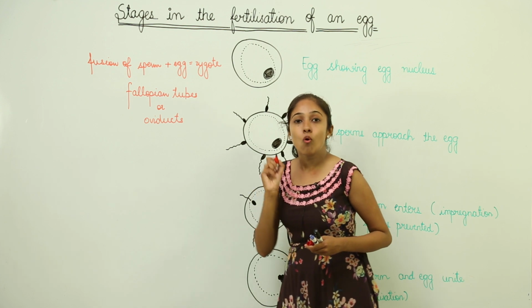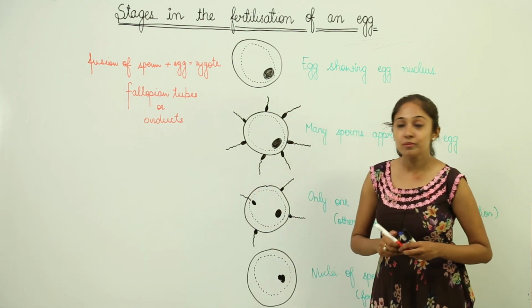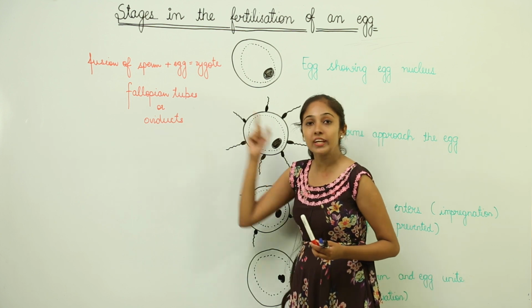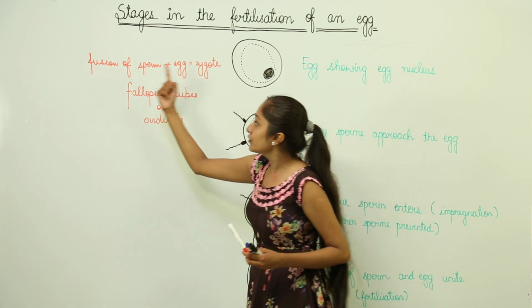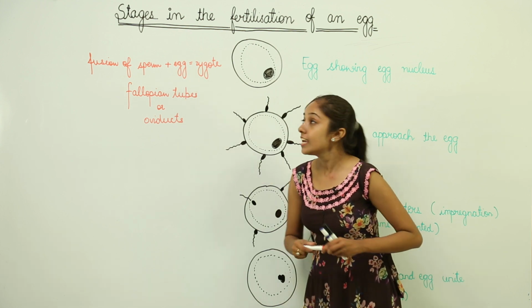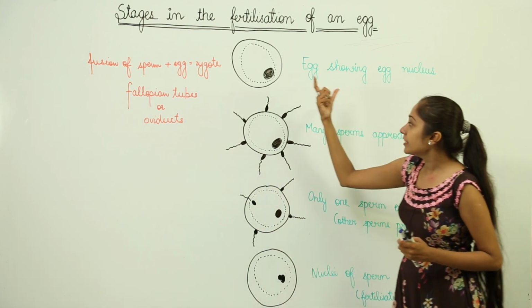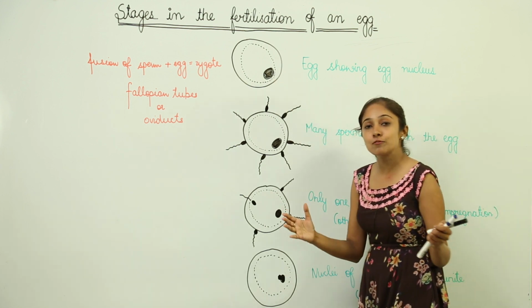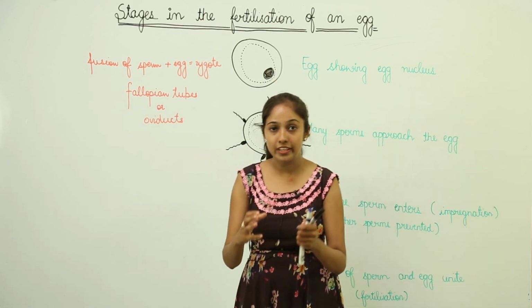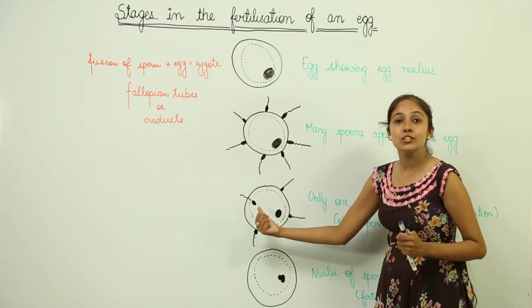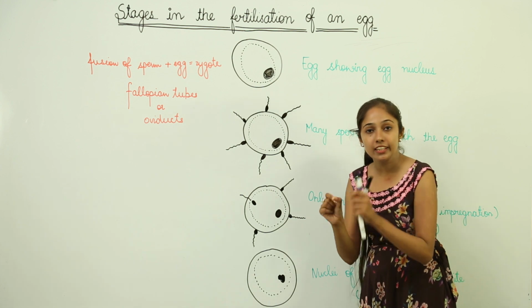Means the ovum or the egg is going to be there in the fallopian tubes, or oviducts, where the fertilization, the fusion of sperm and the egg to form zygote, is going to take place. So what is going to happen? We have an egg which is showing this nucleus. Now at this time, millions of sperms are going to reach the egg. But as you see, only one sperm is going to enter, is going to penetrate the egg.